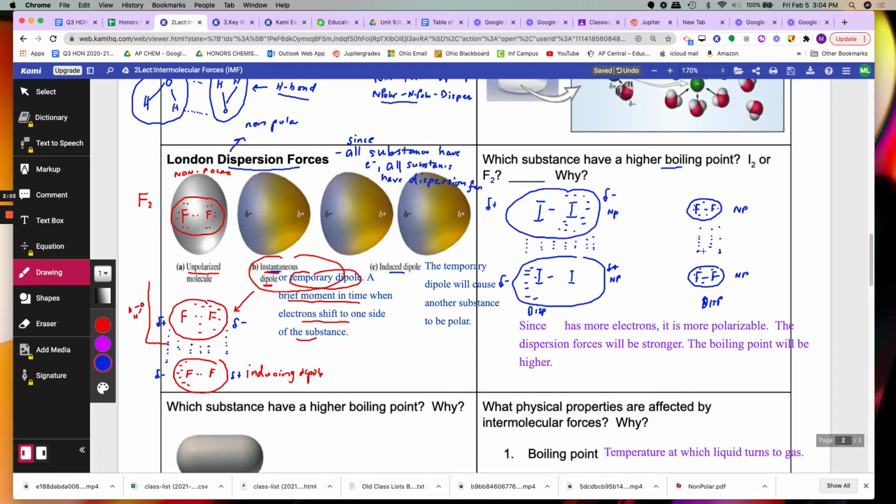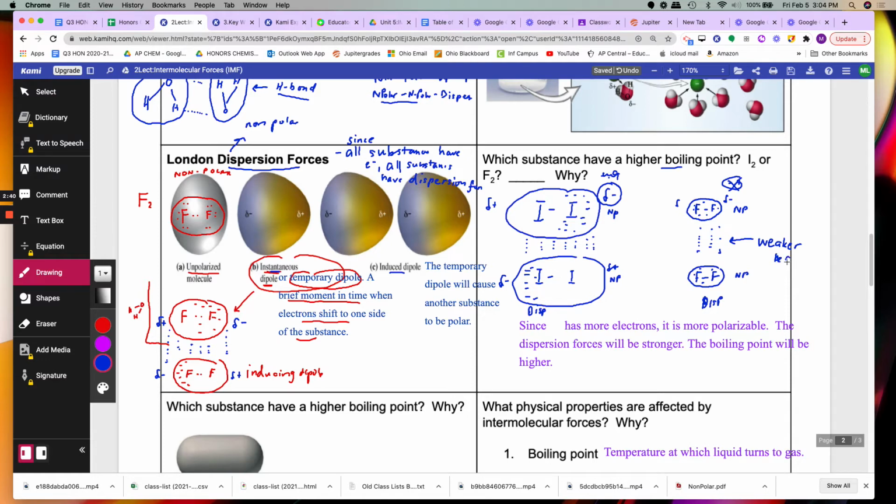This one has fewer electrons. So this partial negative is going to be a lot smaller in value than this partial negative. This is a bigger partial negative, let's say a negative 0.9, while this is a negative 0.7. I'm just making up those numbers, okay? It's just not as negative as this is negative. Therefore, this dispersion force will be weaker, and the reason it's weaker is because you just have fewer electrons.